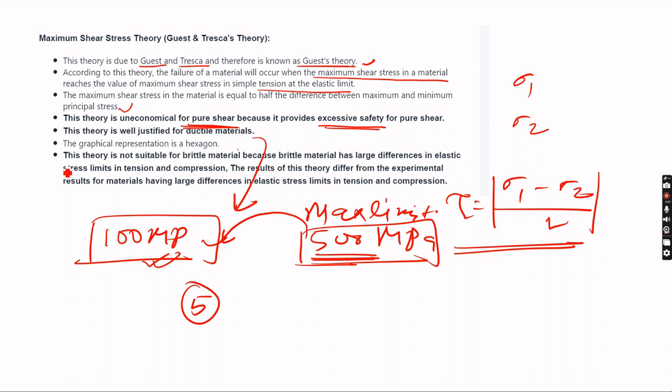And also again, this is a straightforward statement, like this theory is well justified for ductile material. This is just a statement. They are not giving any reasoning. I will tell you the reasoning also. So for now, you just digest this statement.